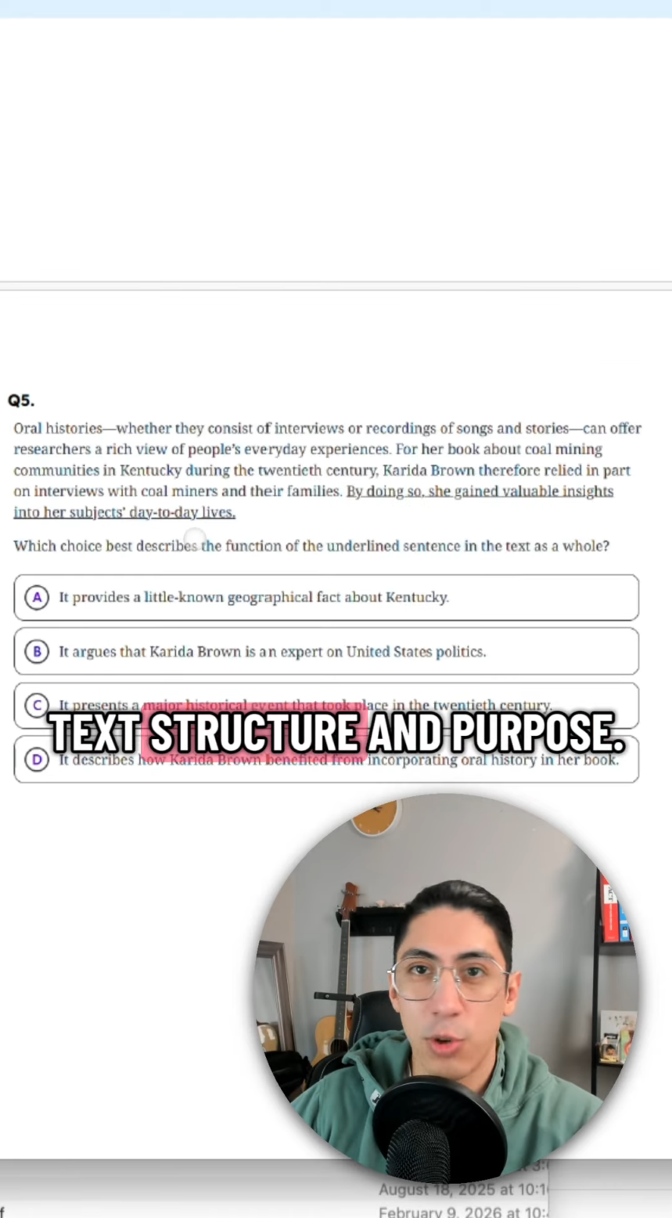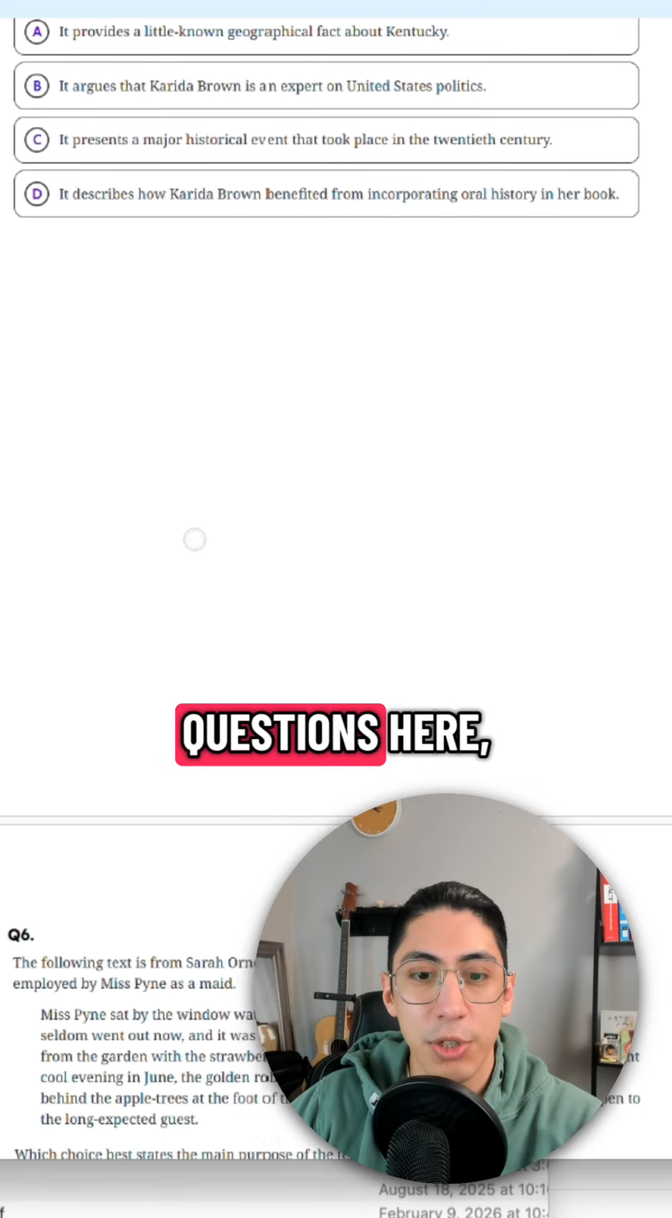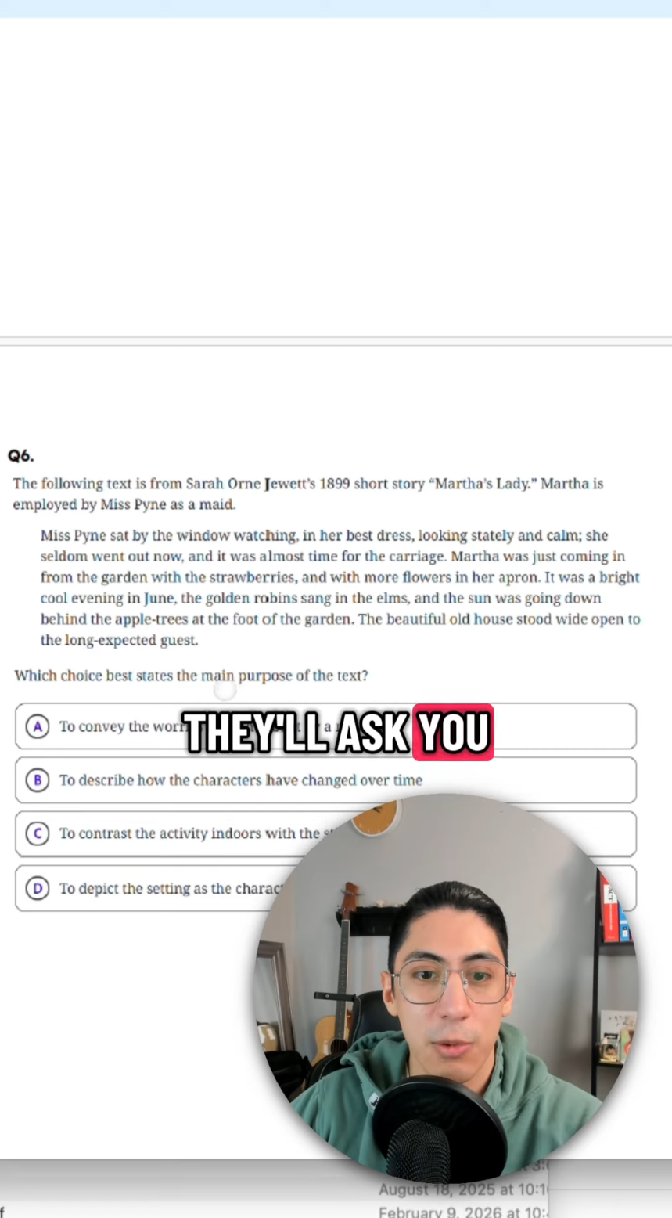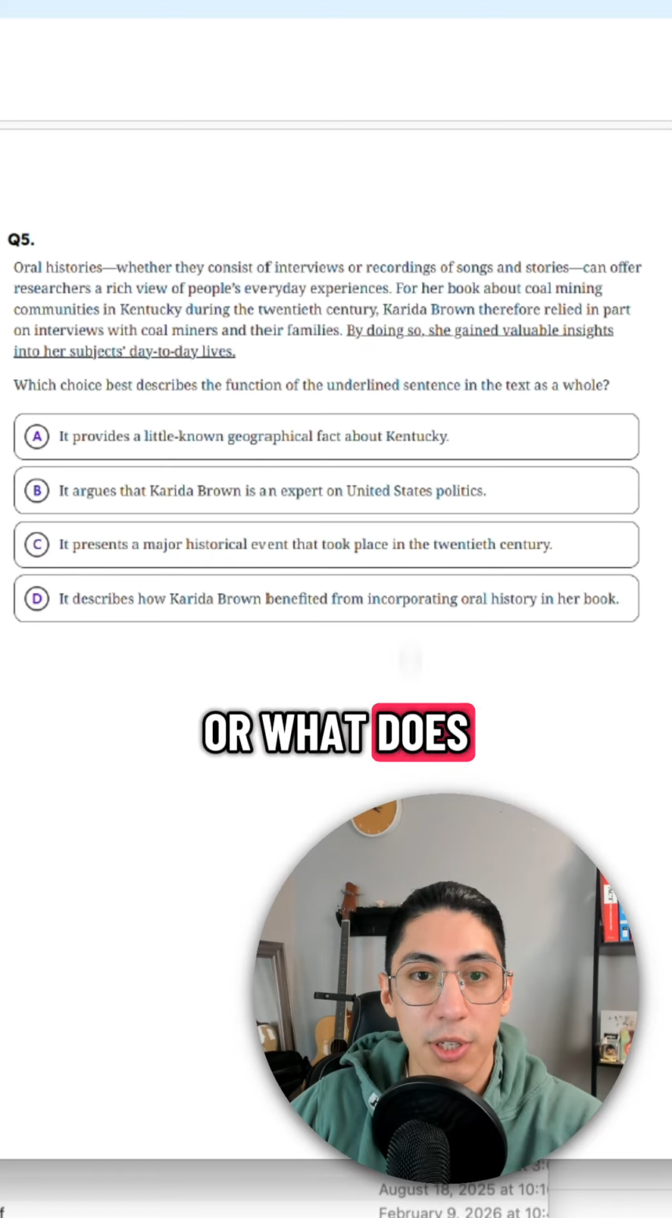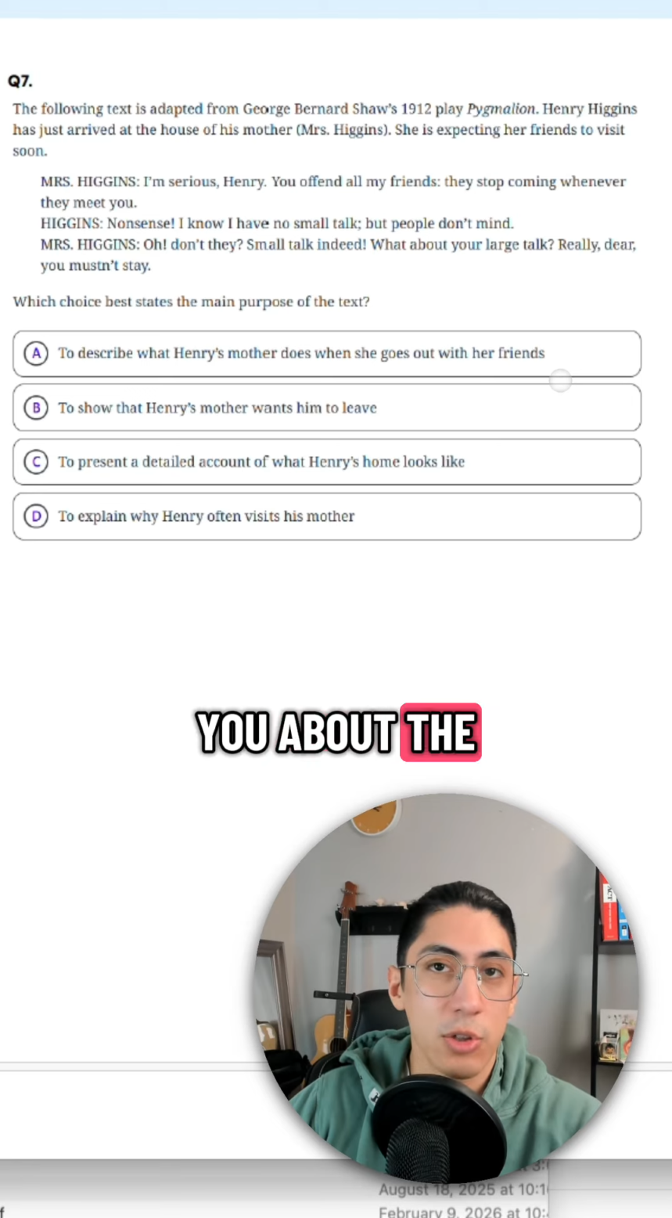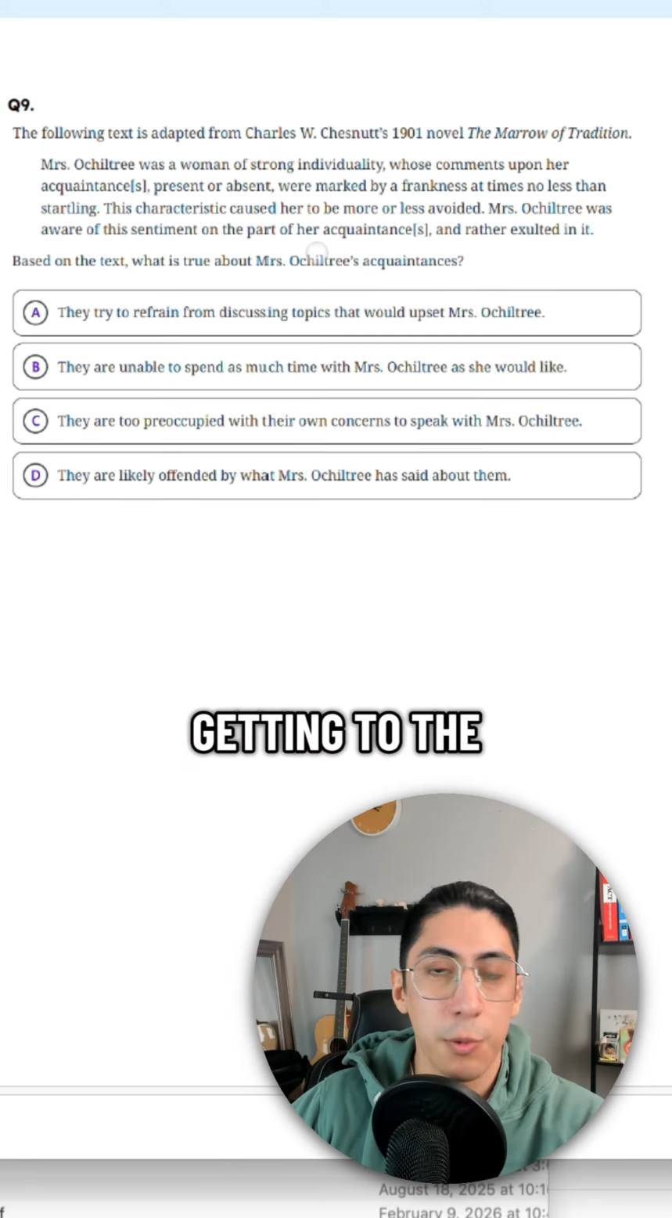Afterwards, you'll get a section called text structure and purpose. There's a few different types of questions here, but this is the next thing you'll get. They'll ask you, what is the purpose of the section, or what does some underline mean? Or they'll ask you about the structure of it. Then at about question 9, we actually start getting to the really hard questions.